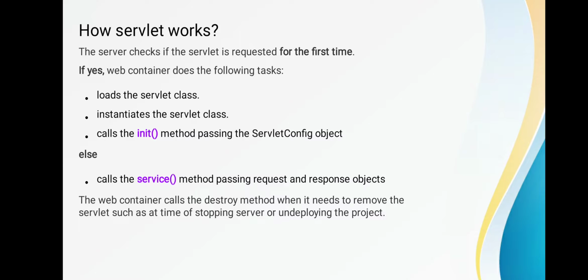Now we'll see how servlet works. Generally, first of all, the server checks whether the servlet is requested for the first time or not. If the servlet is requested for the first time, then the web container must perform the following tasks. First of all, it loads the servlet class, then instantiates the servlet class, and calls the init method by passing the servlet configuration object. If the servlet is not called for the first time, then it calls the service method, passing request and response objects. The web container calls the destroy method when it needs to remove the servlet, such as at the time of stopping the server or undeploying the project.